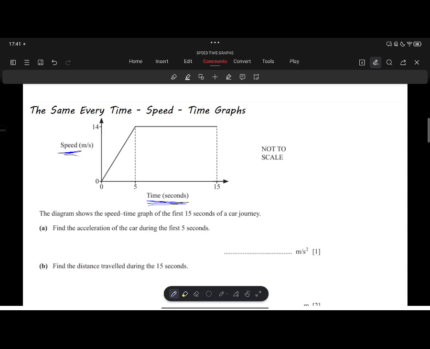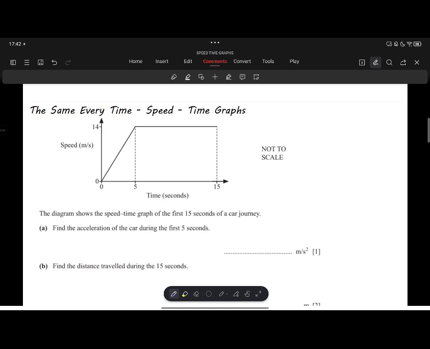The first thing that we need to do when we're dealing with a speed time graph is check that the units actually match up. So we have time on our horizontal axis measured in seconds, and the speed is meters per second. So seconds there is matching with seconds there. So the units of time are matching up, so nothing we need to do about that. Let's have a look at the question.